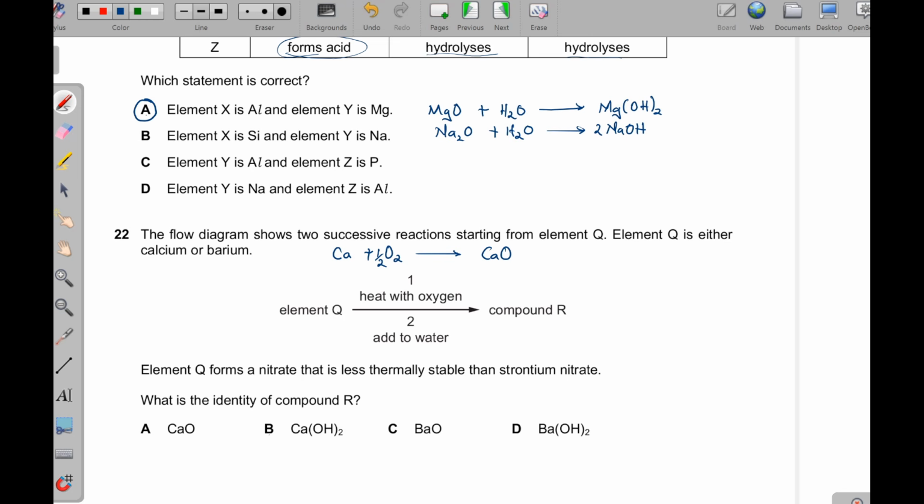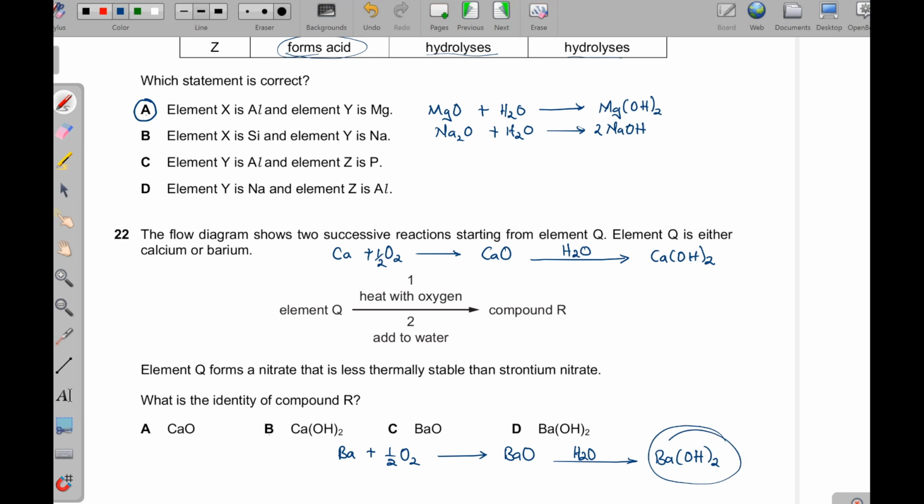Then from here, if we add water, we get a hydroxide. This one is going to be calcium hydroxide. The same thing with barium. So barium plus a half of oxygen, this one will give us barium oxide. Then also when we add water, this one will give us barium hydroxide. And we know in group 2, the solubility of the hydroxides of these group 2 elements increases down the group. So barium hydroxide is much more soluble compared to calcium hydroxide.